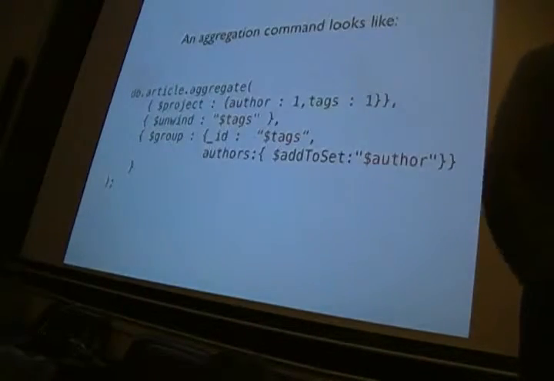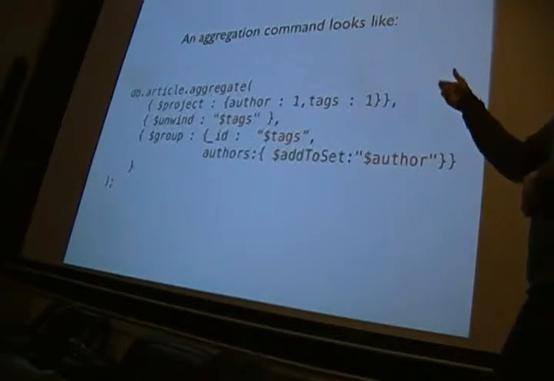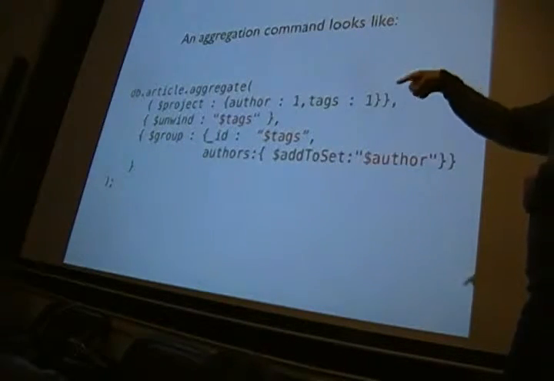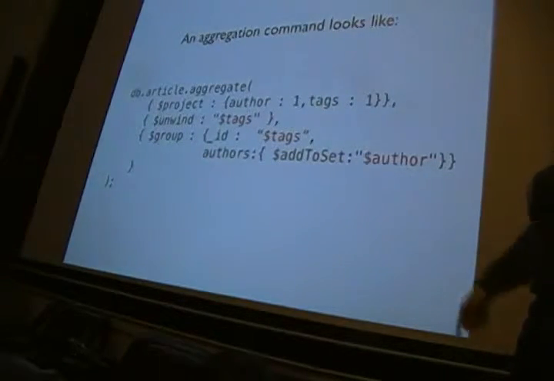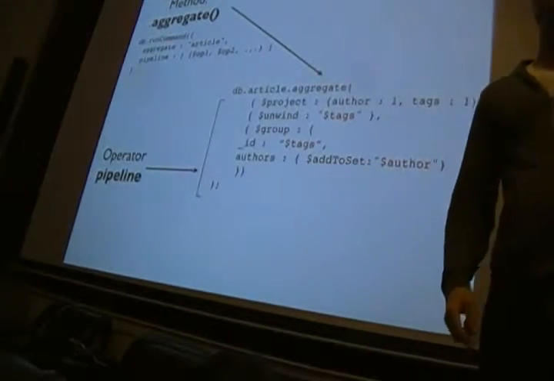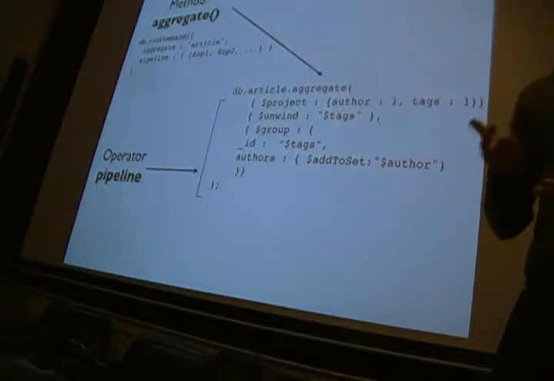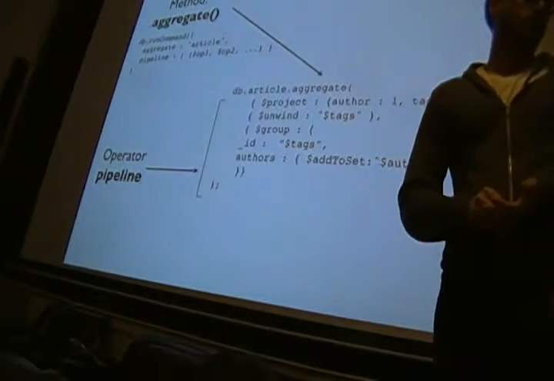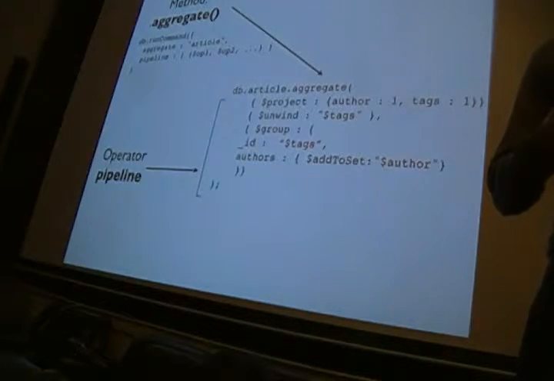To run an aggregation command, it looks something like this. You call db.collectionname.aggregate, and you give it this list of pipeline operators. Each one of these objects is a pipeline operator. In the shell, if you've worked with the MongoDB shell, it's basically a new helper method that's attached to the collection object. You construct your pipeline operators in JSON and pass them into that function.